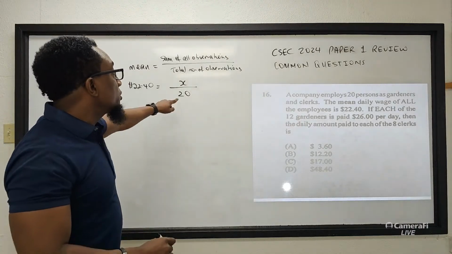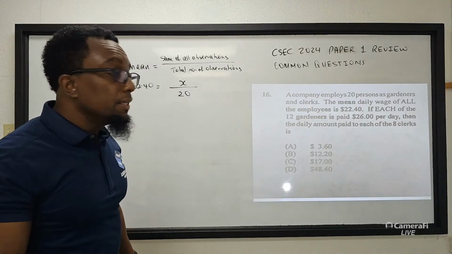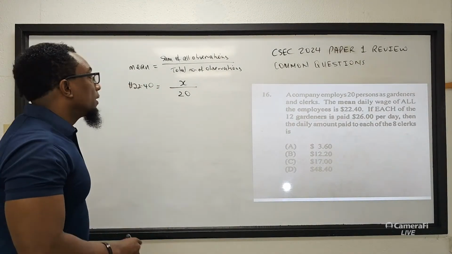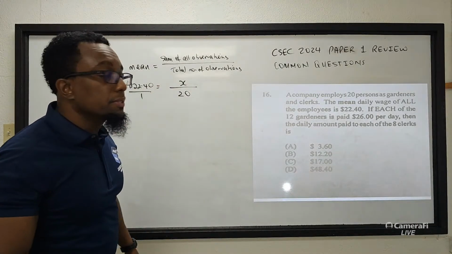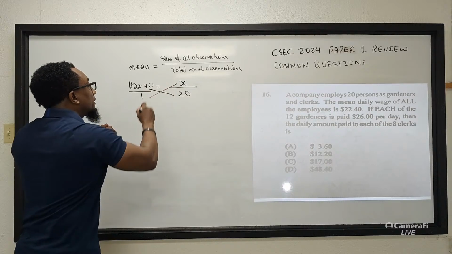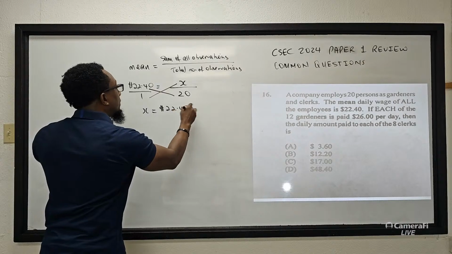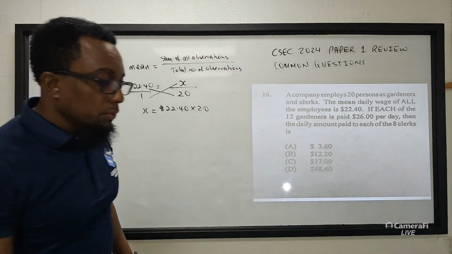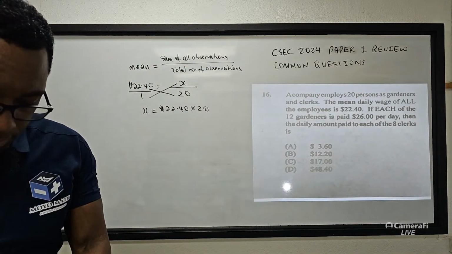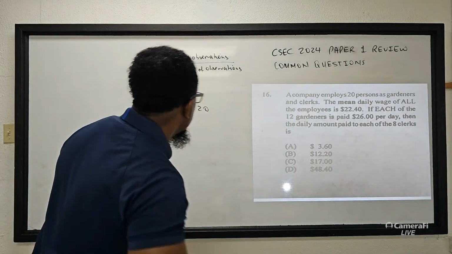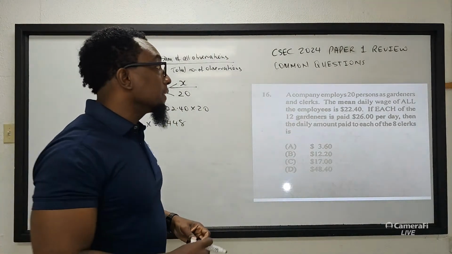So when we divide the total amount of money to be paid by 20, it will give us the average amount of money each employee will get. So for us to find the total amount of money paid to the 20 employees, we can simply cross multiply here. So 1 by X will give us X, and we're going to multiply $22.40 by 20. So let's quickly use my calculator to save time. That would be $448, the total amount that will be paid to the employees.